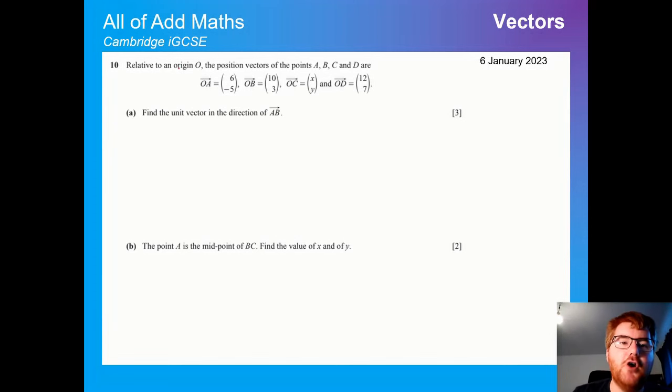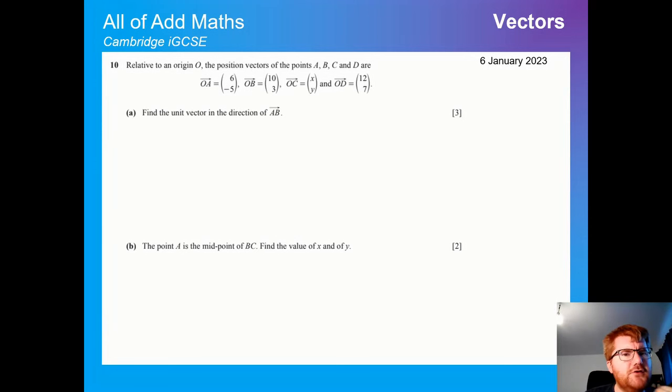So relative to an origin O, we've got some position vectors here of A, B, C, D, and we've got the various different expressions. Remember these vectors here, the top number tells you to go left and right, and the bottom number tells you to go up or down. If it's negative, it tells you left and down. If it's positive, it tells you right and upwards.